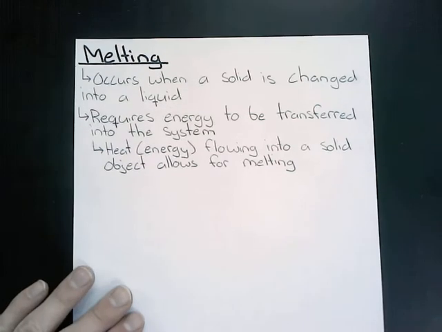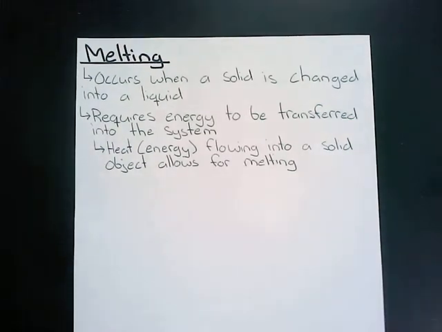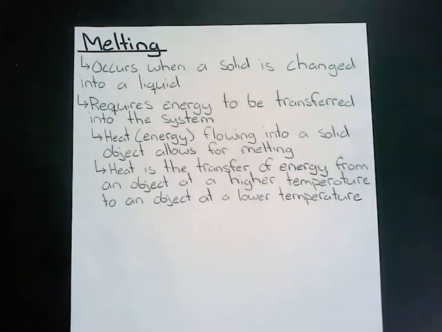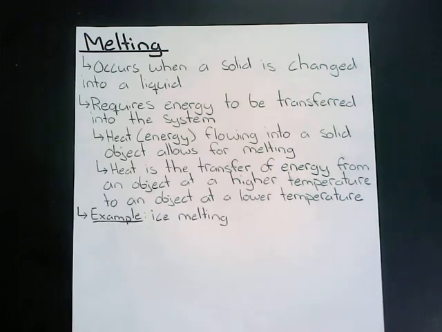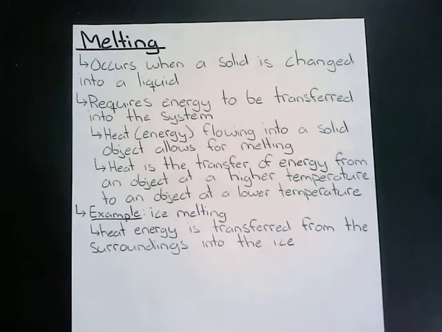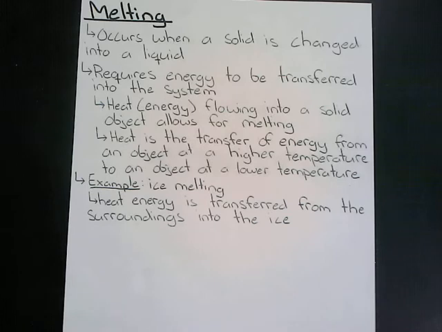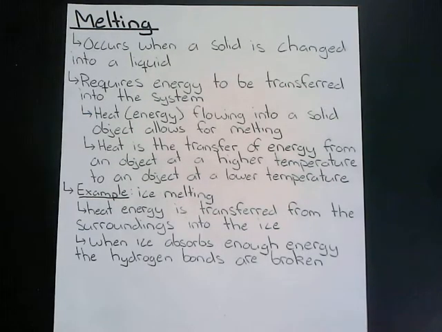Now, keep in mind, heat is the transfer of energy from an object at a higher temperature to an object at a lower temperature. So now let's use our example, ice. When ice begins to melt, heat energy is transferred from the surroundings into the ice. When that solid ice absorbs enough energy, the hydrogen bonds are broken and water molecules begin to separate. As the hydrogen bonds break apart, the water particles are going to move apart when the ice melts into liquid water.